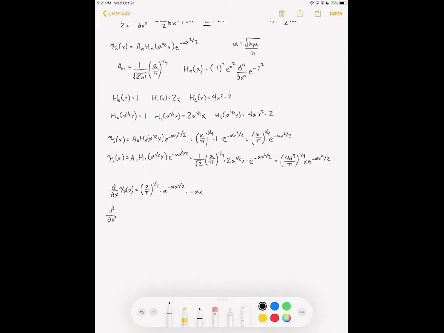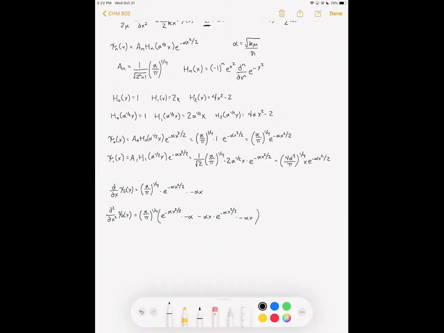So the second derivative of our psi naught is just going to be the derivative of this function up here. Again, our constant term is unaffected by the derivative, and now we'll use the product rule in addition to the chain rule. So we'll multiply this by e to the minus alpha x squared over 2 times minus alpha, and then we'll add minus alpha x, times the derivative of this, which is e to the minus alpha x squared over 2 times minus alpha x again.